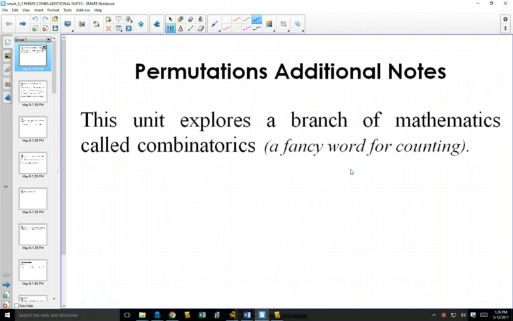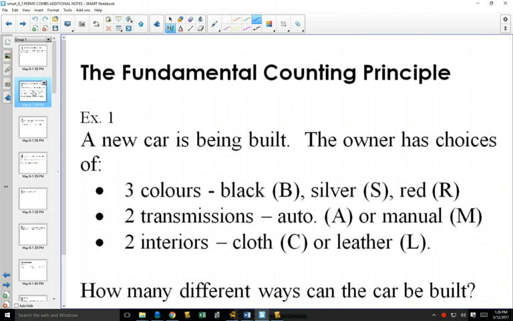Now, permutations and this whole unit is part of a branch of mathematics called combinatorics, and that's all about counting things. So the first thing which we've already done is the fundamental counting principle.